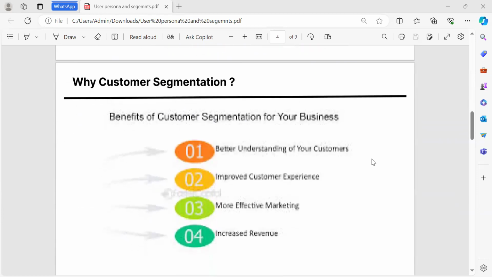Then we will answer the question of why customer segmentation. We have known what customer segmentation is, but why do we need it? Why do we need to segment the customers? What is the use of doing it? The use of doing customer segmentation is mainly for business purposes.